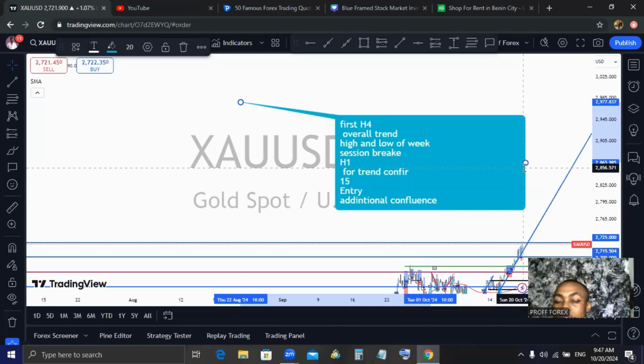H1 for trend confirmation, 15 minutes for entry and additional confluences. So if I want to get my confirmation and enter, I can't just enter. Either I get stopped out or my stop loss gets hit. So that is how it works. So without much time, let's go to the trade.